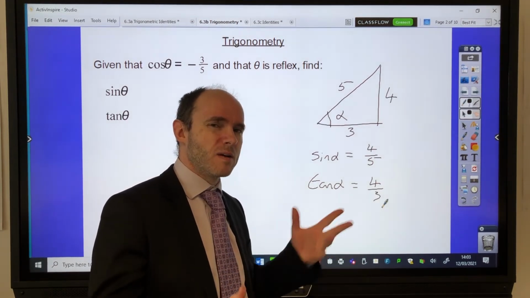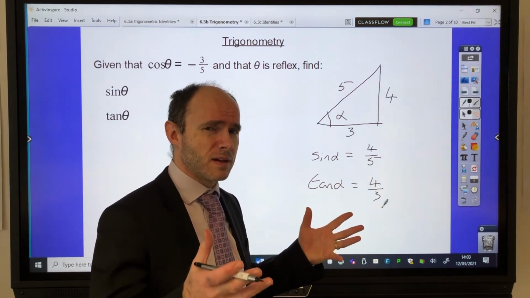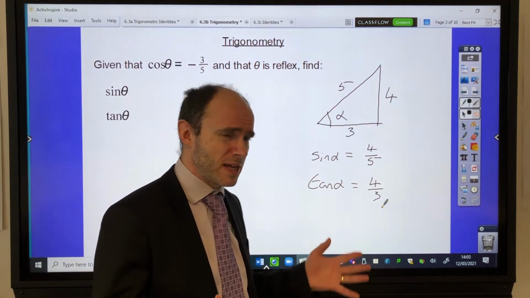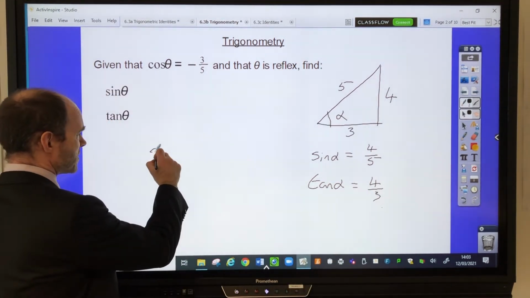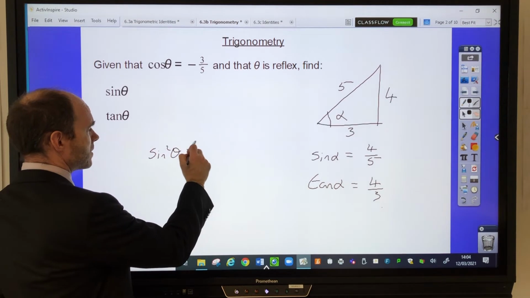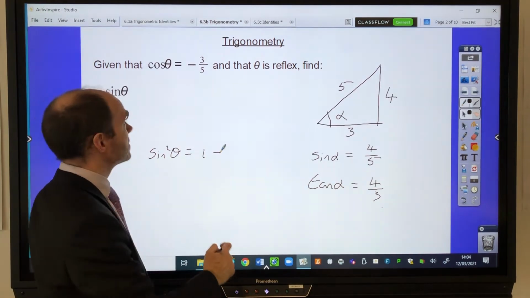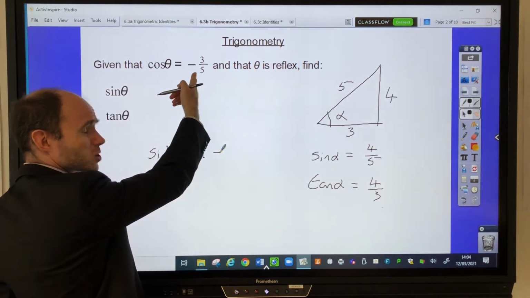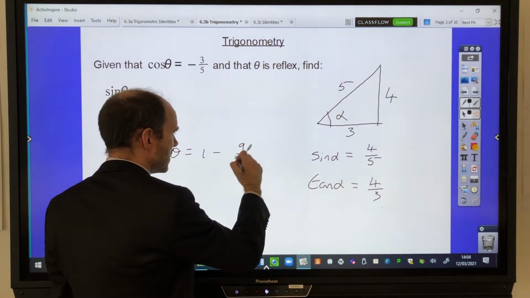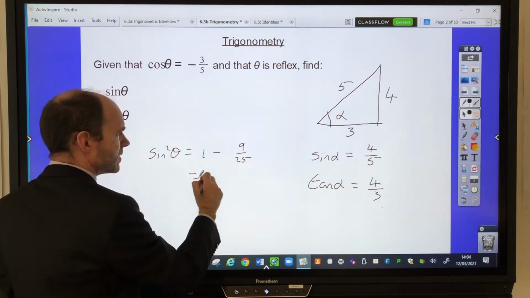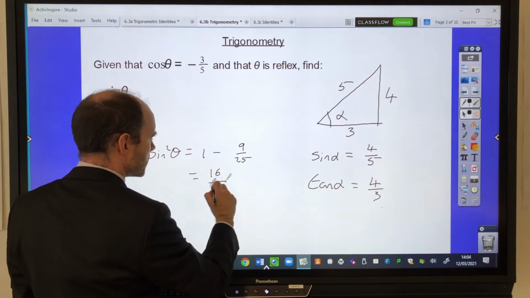Right, second method then. Maybe we use the identity. Okay, sine squared theta plus cos squared theta equals 1. So we're going to have sine squared theta is equal to 1 minus cos squared theta, and cos theta is that. So square that, you get 9/25. So sine squared theta is going to be 16/25.